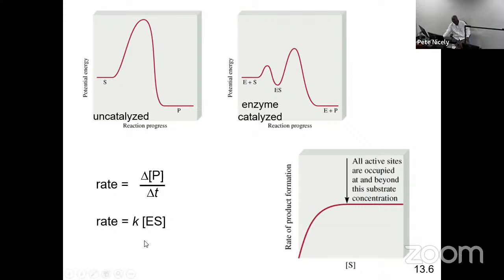And this is just basically showing you the equation which relates the rate to the concentration of the enzyme substrate. That would be the rate limiting step in the mechanism involved. And that's basically it for this chapter.